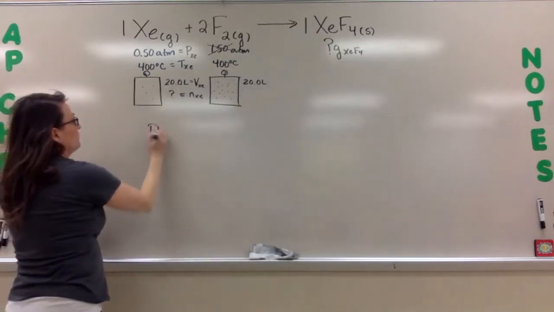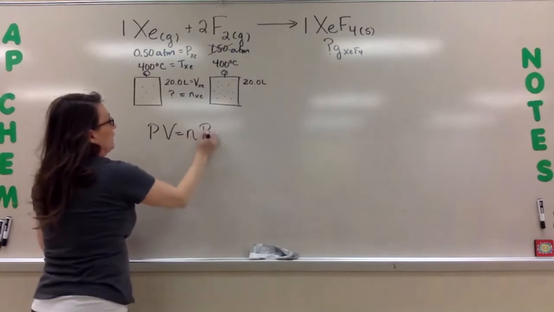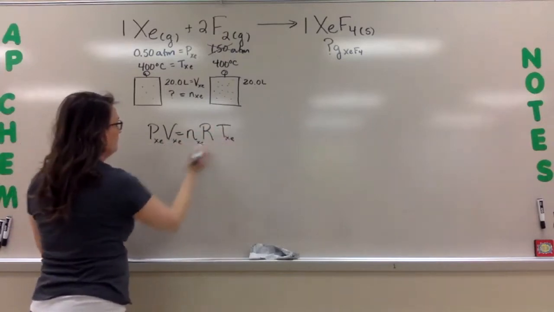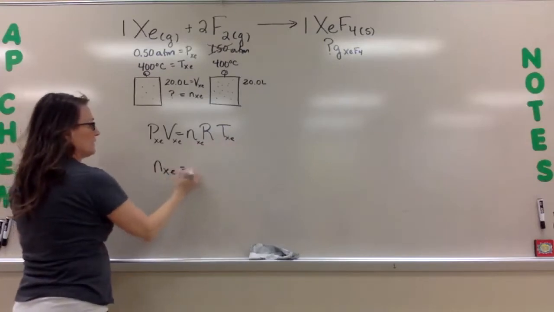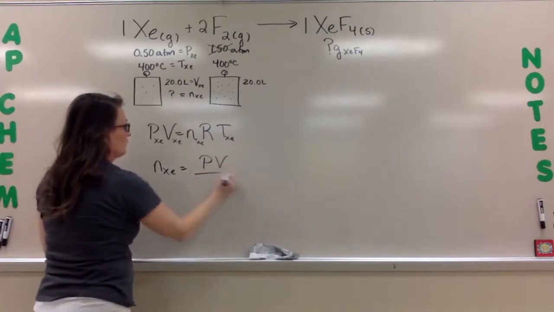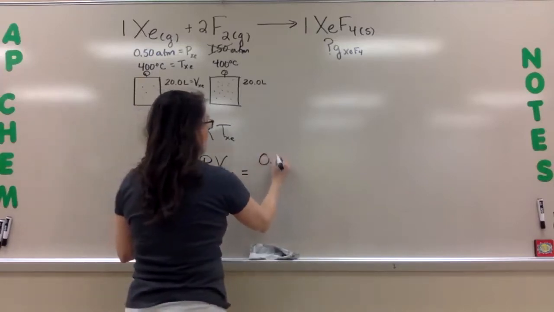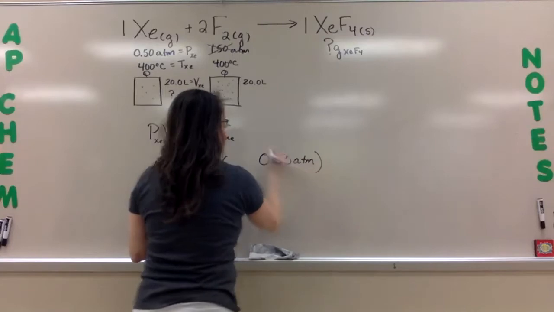So we're going to do PV equals nRT. And then again, we're going to focus on xenon. It's our limiting reactant. We want to find n, just like last time. So it's PV over RT. This looks like the last problem that we did. We're going to put in 0.5, but we're not at STP.